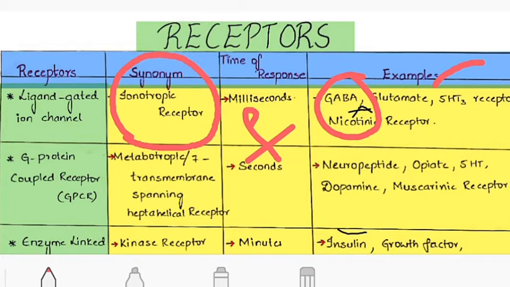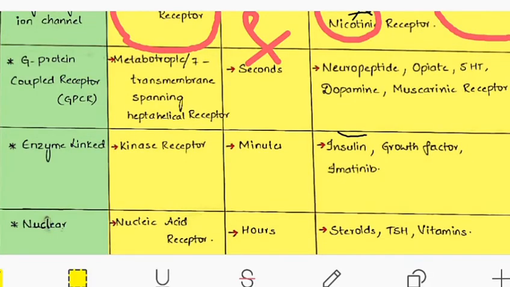Now let us discuss the G protein coupled receptor. Here the G protein is coupled with the receptor, and this is also called metabotropic, 7 transmembrane spanning, or heptahelical receptor. If you see the structure of the G protein receptor, you will observe the heptahelical structure. That's why the name came like that, and the response is shown in seconds. The examples are neuropeptides, opiates, dopamine, and muscarinic receptors.